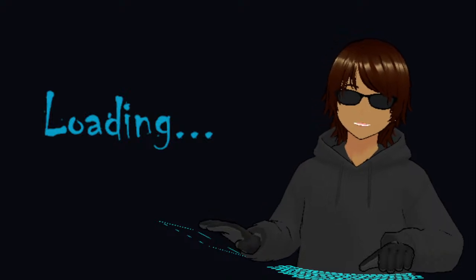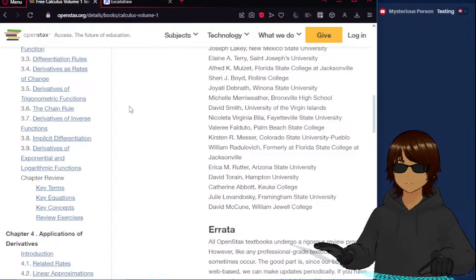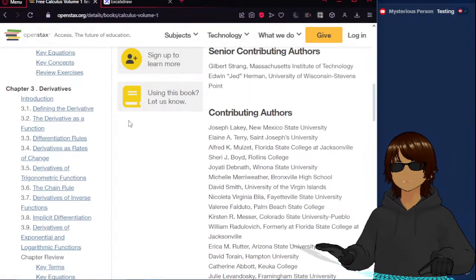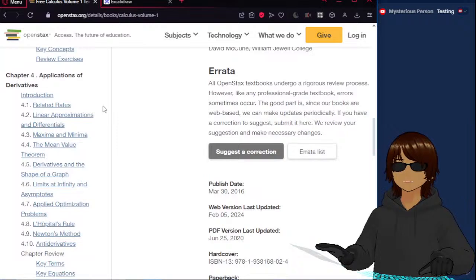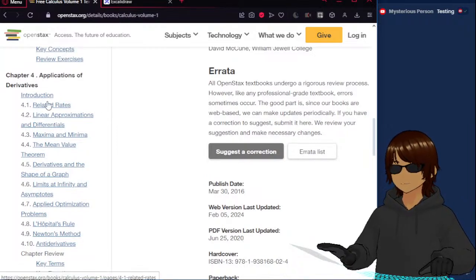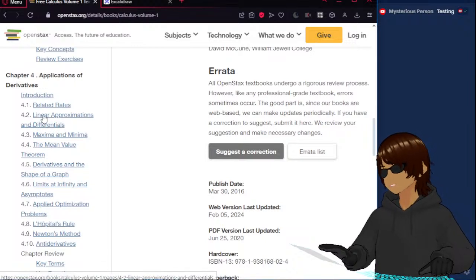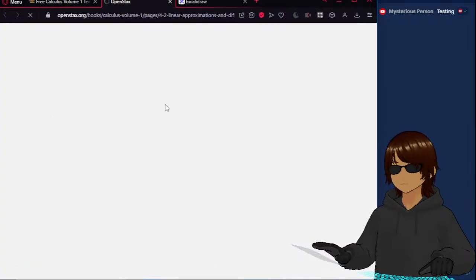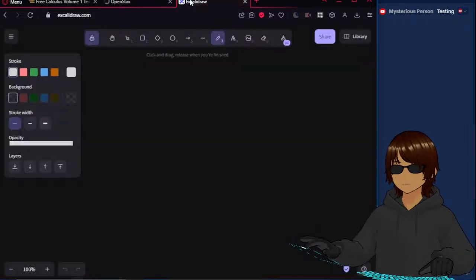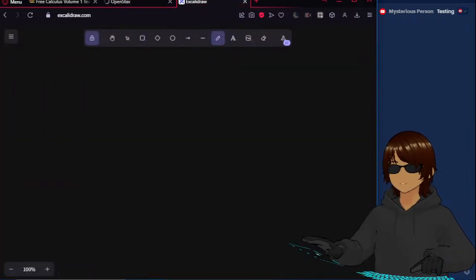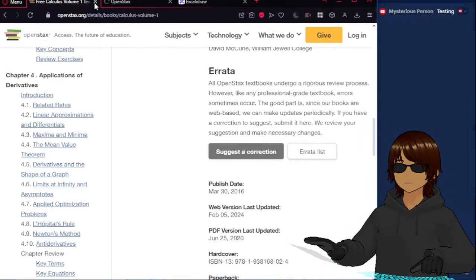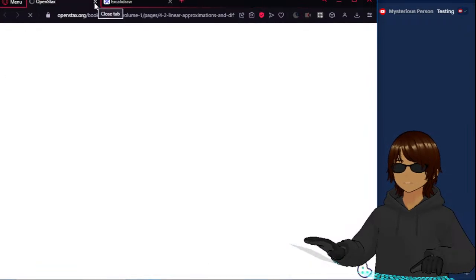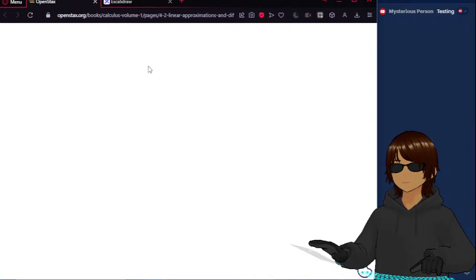Okay, let me change to full screen. I think in my last derivative stream, I did related rates. This one I will do linear approximation and maybe maxima and minima too. Let's see. It will take forever to load.